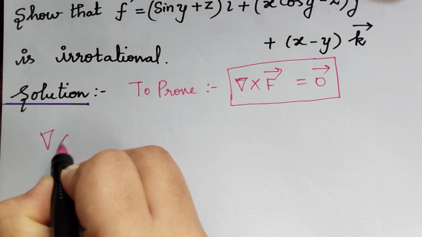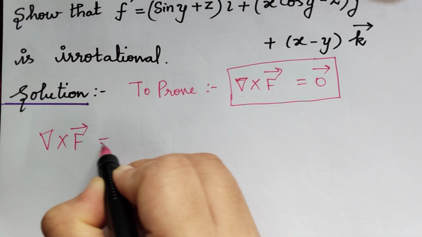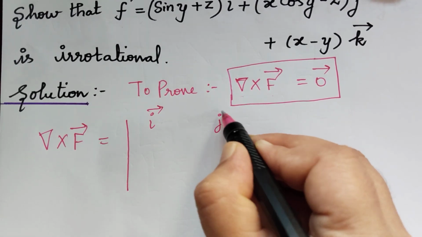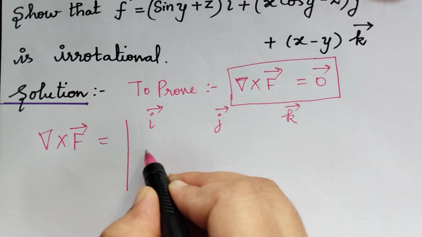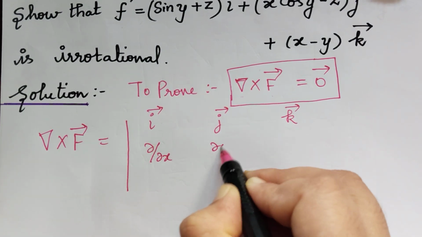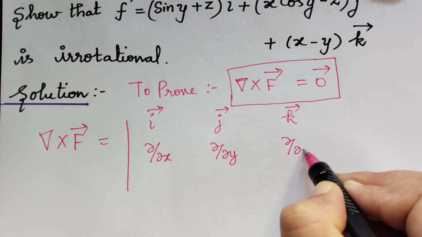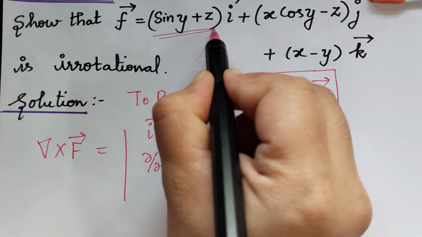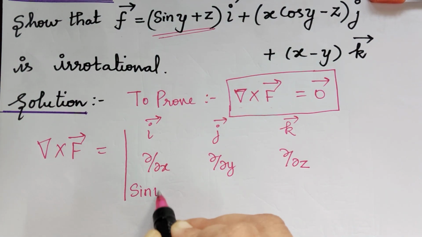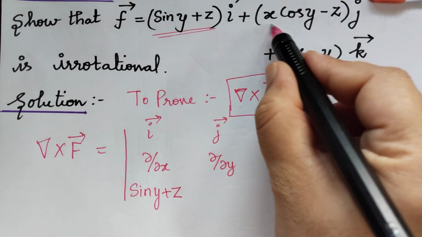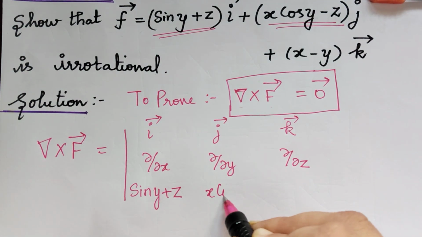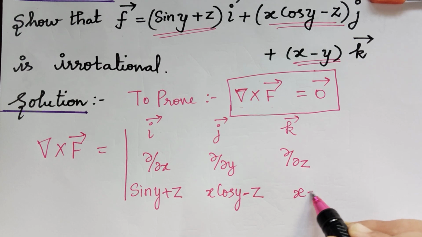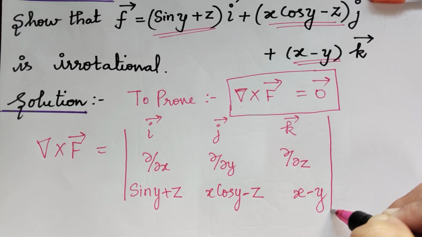So we know that nabla cross f vector is given by i vector, j vector and k vector. Then ∂/∂x, ∂/∂y and ∂/∂z. And here the ith component we have to write. What is that? It is sin y plus z. So sin y plus z. And here the jth component, so x cos y minus z. And then we have to write the kth component, which is x minus y.